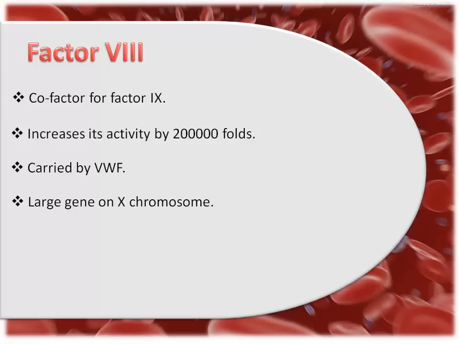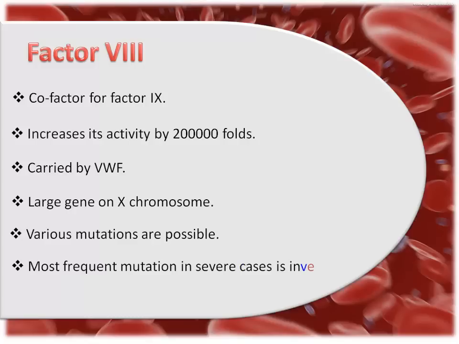The factor VIII gene is found on the X chromosome, and it is quite a large gene which constitutes about 0.1% of the X chromosome. There are various mutations that can lead to hemophilia A in this gene, but the most common mutation in severe cases of hemophilia is the inversion mutation.